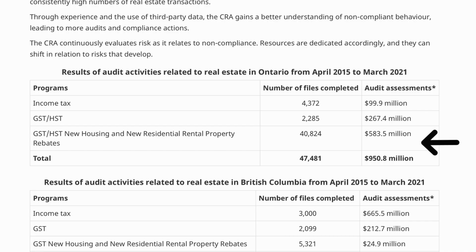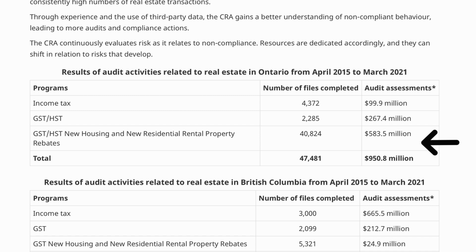Now, CRA has done a bunch of audits over the last 6 years, from April 2015 to March 2021, and they were able to recover $584 million on the GST/HST new housing rebate alone.